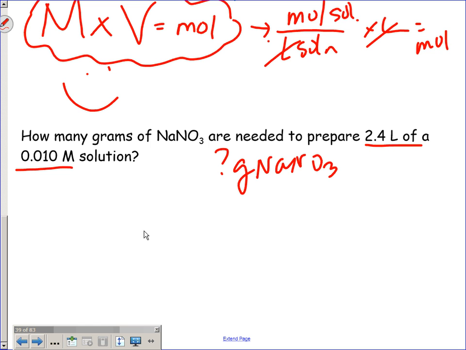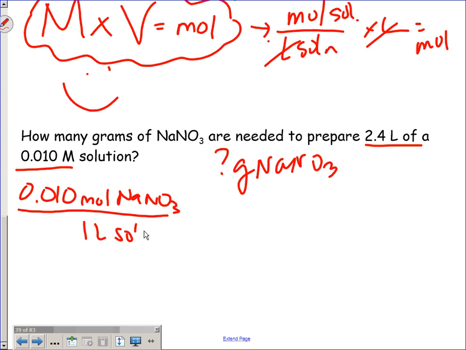Okay, so can I do that the way I just showed you? Yeah. Okay, so what am I going to get when I multiply those together? What unit though? Moles, correct. So if I do 0.010 molar, I can do molar as M or molar as moles of sodium nitrate, which is a solute, over 1 liter of solution, because moles per liter is what molarity is.